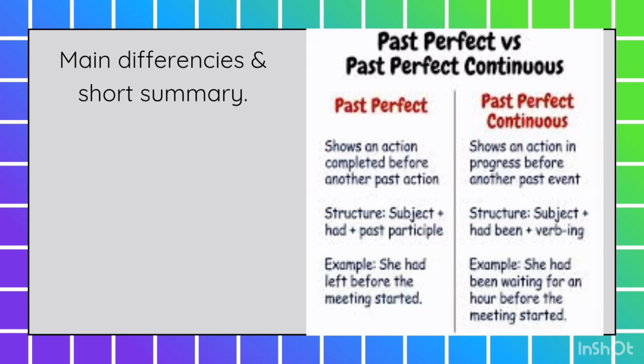For example, for the past perfect simple, she had left before the meeting started. And for the past perfect continuous, we have this example. She had been waiting for an hour before the meeting started.